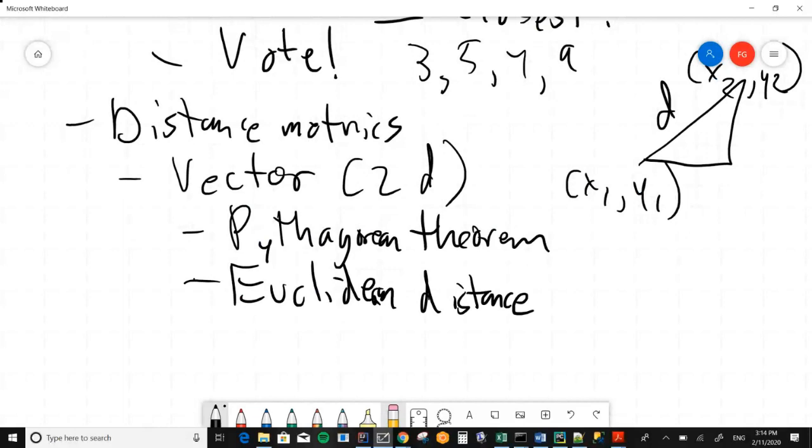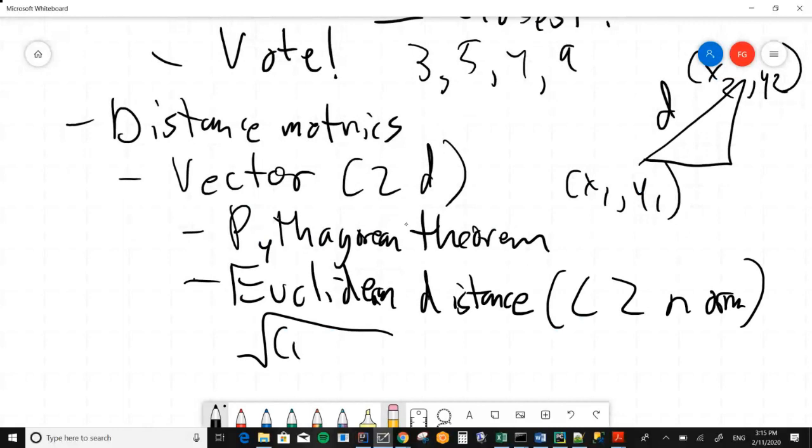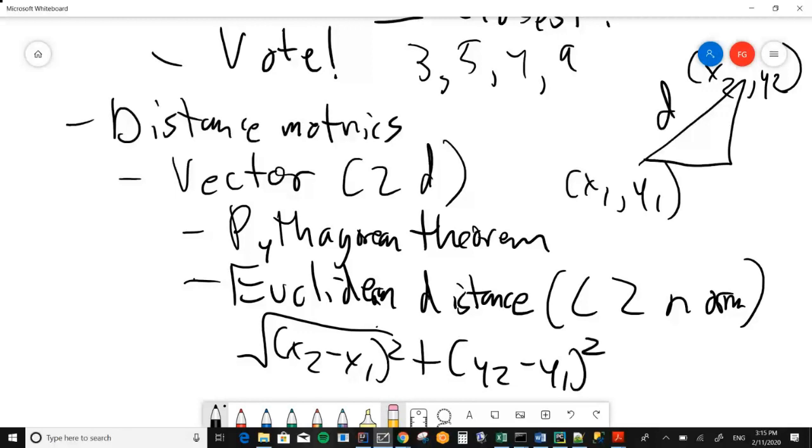Mathematical types who are really into stuff like real analysis might call this an L2 norm. Just for your reference, mathematically, it's just a matter of saying, well, if I can calculate the square root of (x2 minus x1) squared plus (y2 minus y1) squared, that could be my distance.